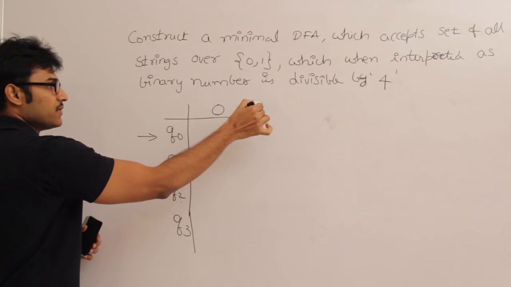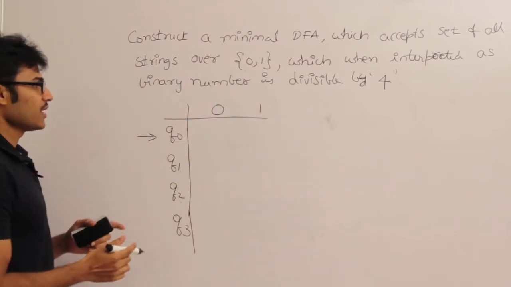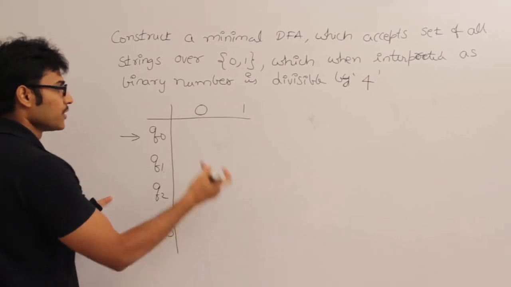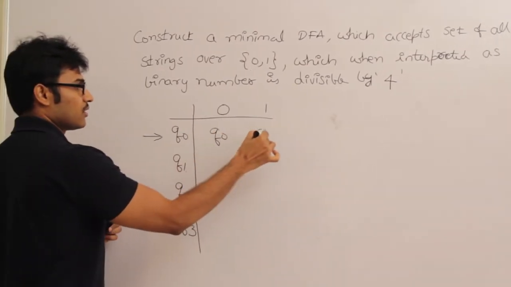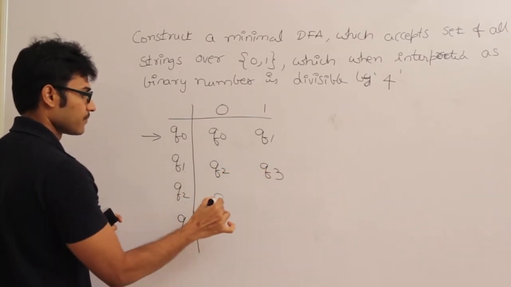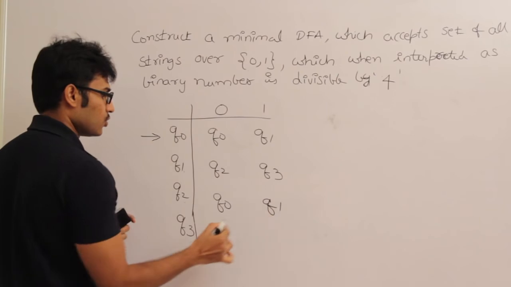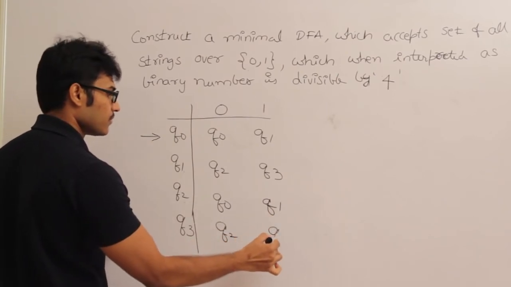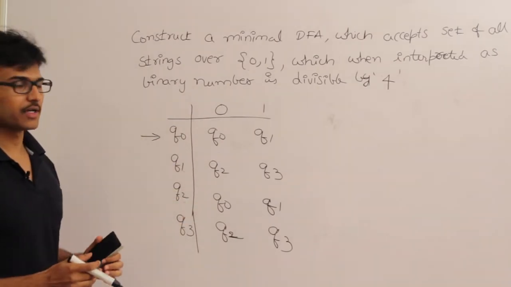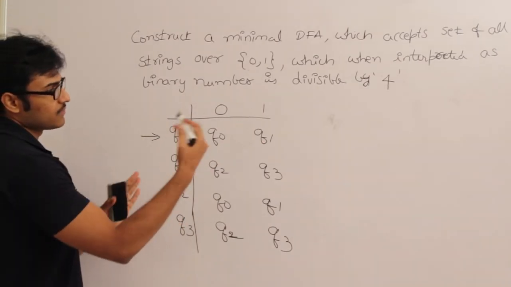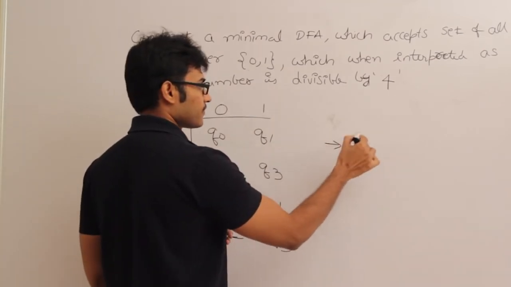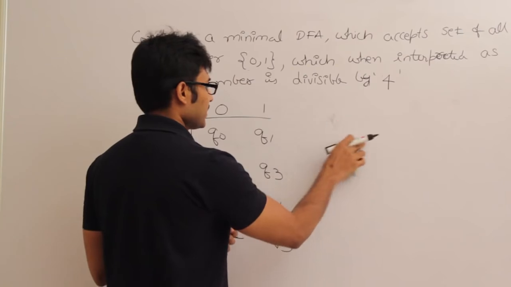Therefore, the columns have to be 0, 1. So, what is the shortcut I told you? Just write Q0, Q1, Q2, Q3, Q0, Q1, Q2, Q3. Done. So this is how it can be constructed. You can even convert it to a diagram and cross verify it, right? So I will leave that as an exercise to you.